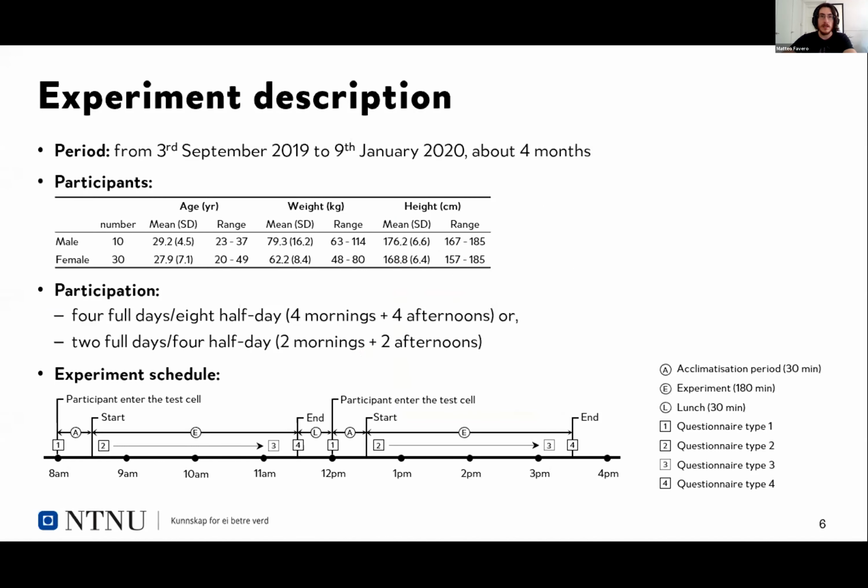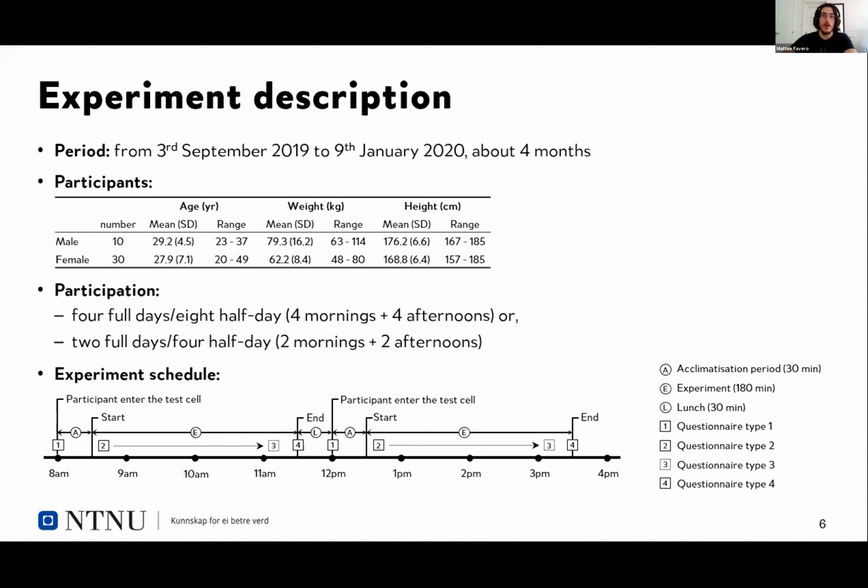This is a 4-month study with 40 subjects that participate for 4 or 2 full days. The day is a standard Norwegian workday, meaning 7 hours plus a half-hour lunch break. There was a 30-minute acclimatization period and then the experiment, where the subject evaluated the indoor environment through questionnaires.